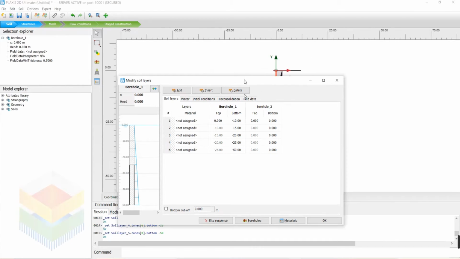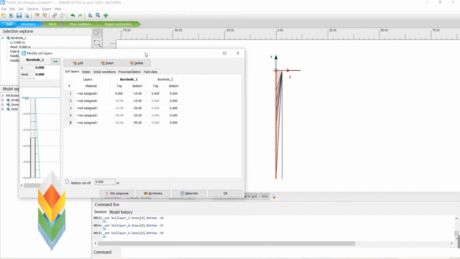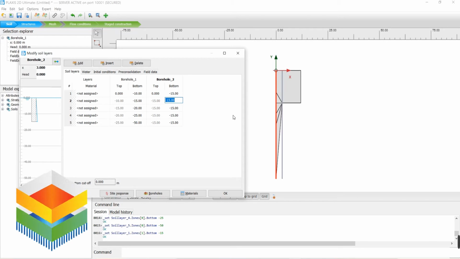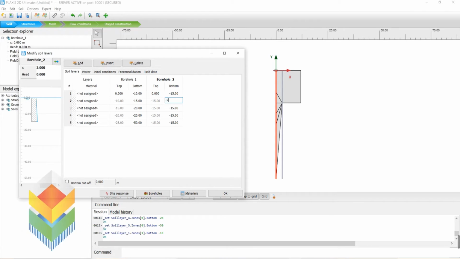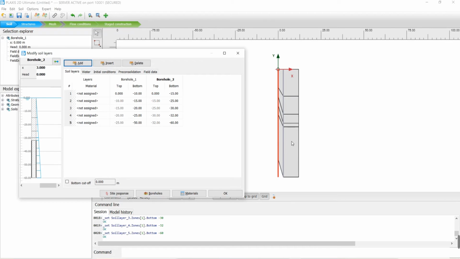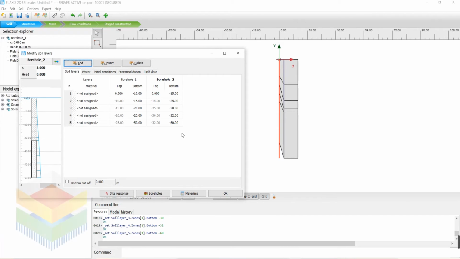So, this is the first borehole we have. But what happens for the second borehole? The second borehole may have its own system: minus 15, okay, minus 25, and minus 30. So, minus 32, for example, and minus 60. As you can see, the system can change itself.